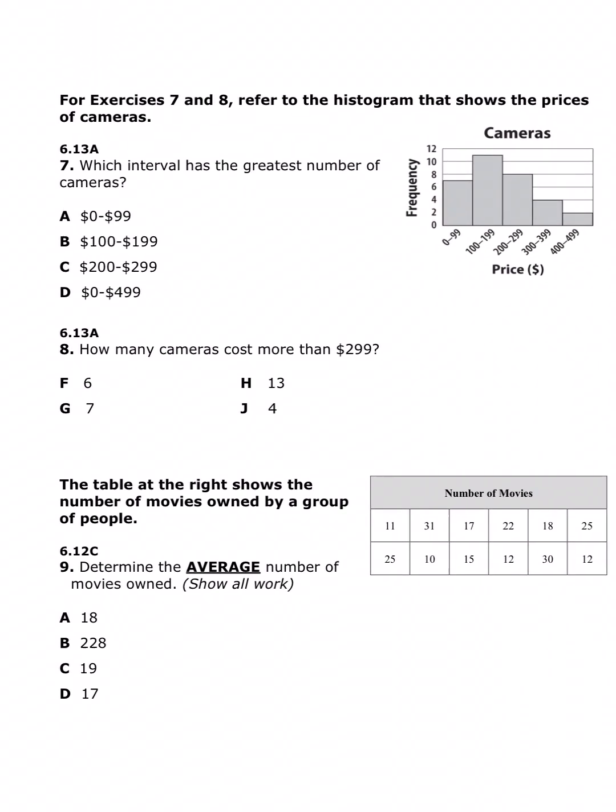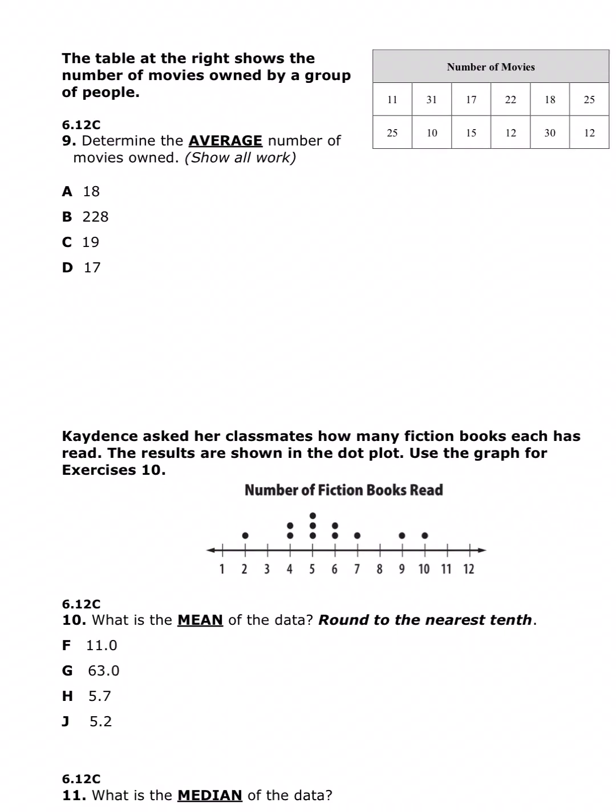For exercises 7 and 8, refer to the histogram that shows the prices of cameras. Number 7, which interval has the greatest number of cameras? Number 8, how many cameras cost more than $299? The table at the right shows the number of movies owned by a group of people. Number 9, determine the average number of movies owned. Show all work.